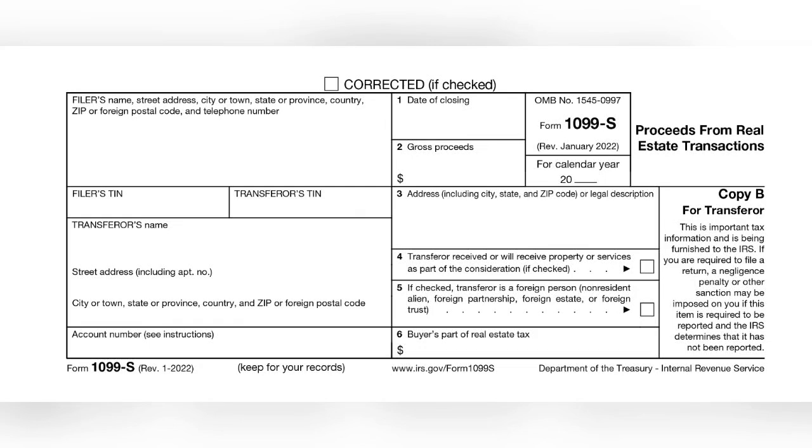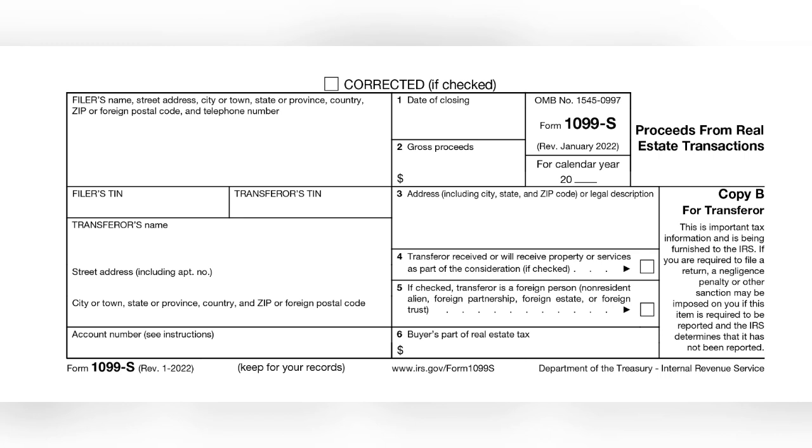Hey everyone, today I'm going to show you how to report IRS Form 1099-S for real estate transactions. This form is used to report the sale or exchange of real estate. And it's very important because the IRS uses it to track any proceeds that you received from any transaction. So if you sold a property, this helps make sure everything is properly reported on your tax return.